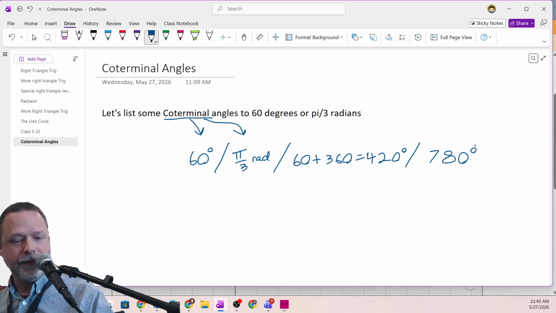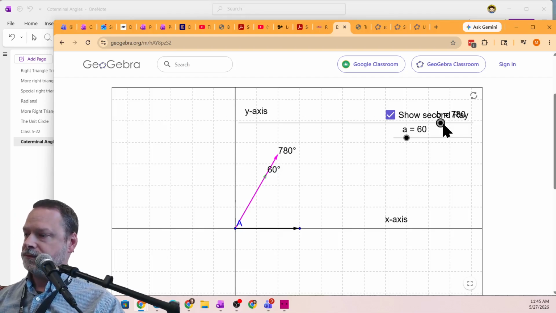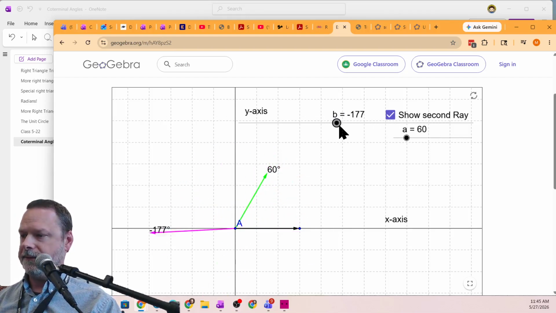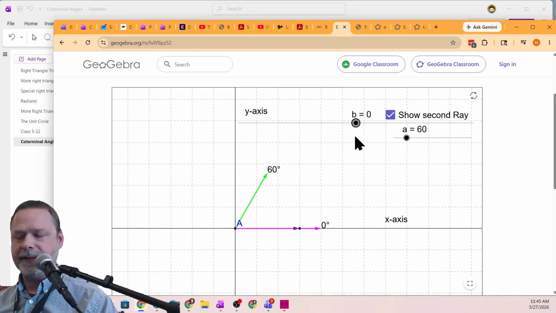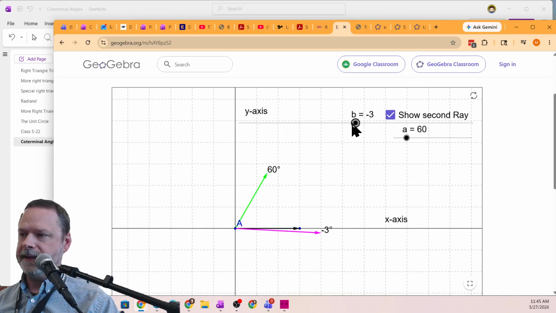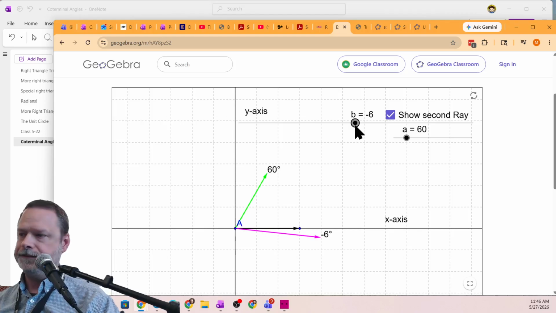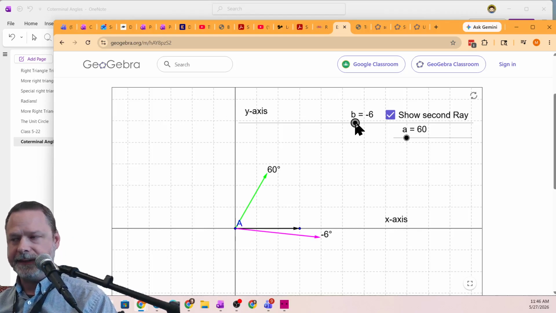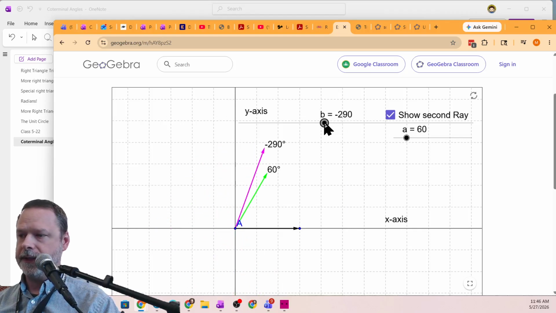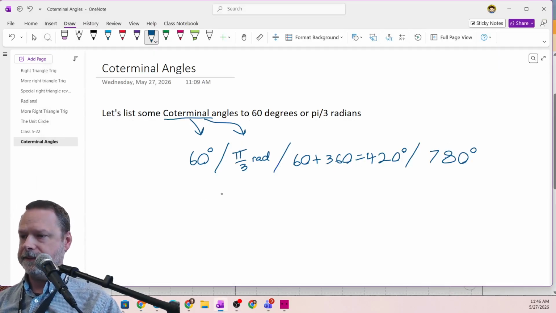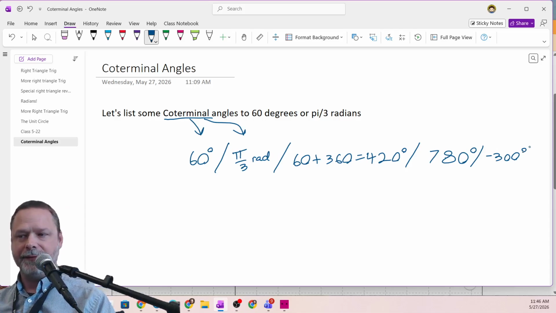Could we go negative? Can we go backwards? We talked about that a little bit. Going backwards, right? If I'm at 0 degrees and we go back, well, we're spinning the other way. Instead of spinning counterclockwise, we go clockwise. We're getting a negative angle. We could totally do that. And so if I want 60 minus 360, that'll get me another coterminal angle. It should be negative 300 degrees, piece of cake. So we also have negative 300 degrees, and that was adding negative 360 to 60.